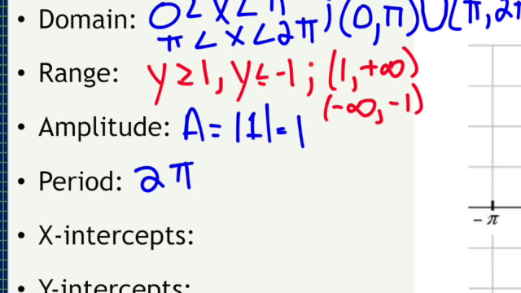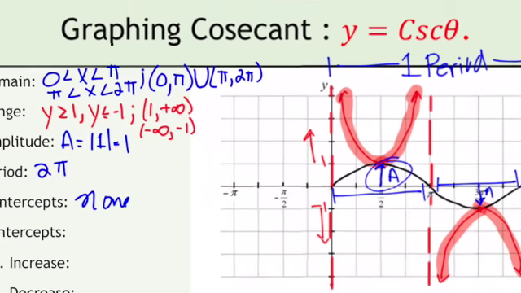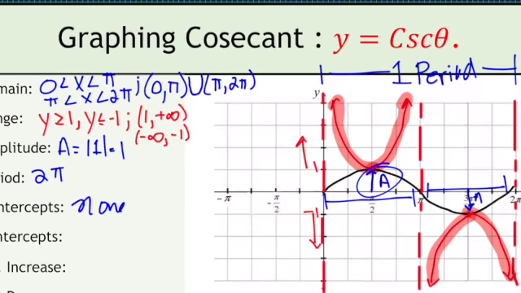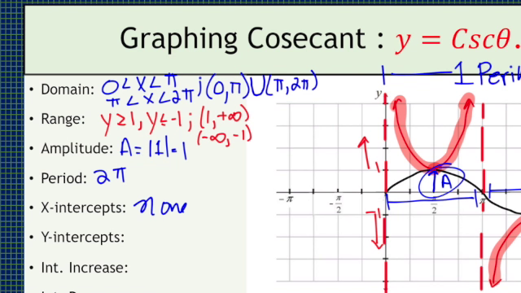X-intercepts: is this graph ever going to hit the x-axis? No way, right? Technically it could if I were to move this graph up or down, but for this case, the parent function will never hit it. The y-intercepts for the parent function: none, right? It's never going to hit the y-axis. Intervals of increase and decrease: this is nice because it's going to be half increasing, half decreasing.